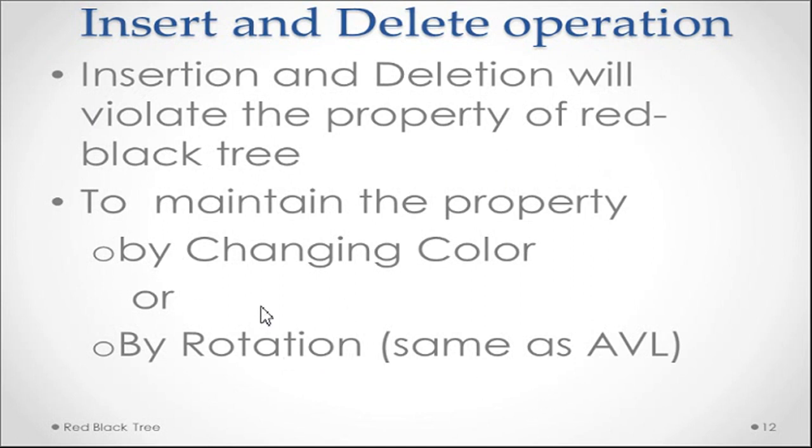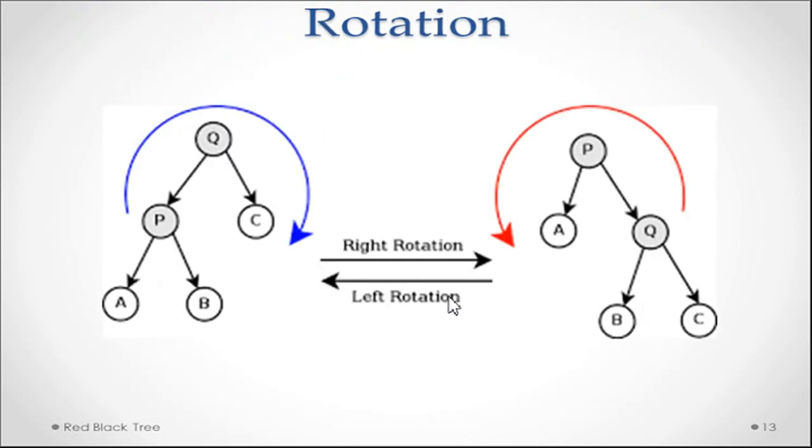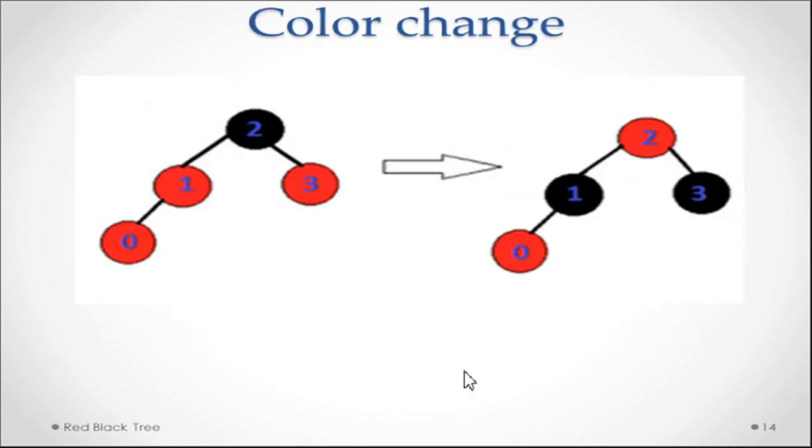We require some rotation, but frequent rotation is not required. Rotation is right rotation and left rotation. If we rotate like this, then P will be the root node, that is right rotation. Afterwards we'll get this, and left rotation is like this. Now we rotate like this, Q will be the root node and P will go to the left. When we want to change color, we can change like this, red to black, black to red.